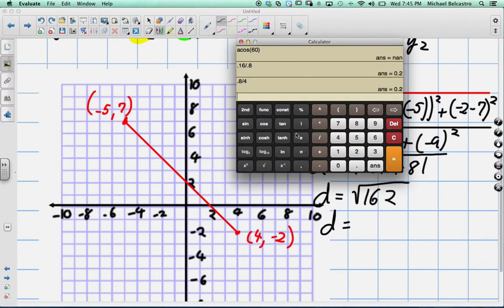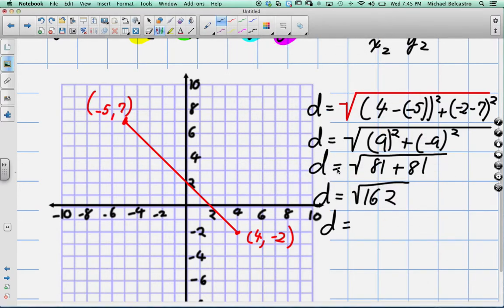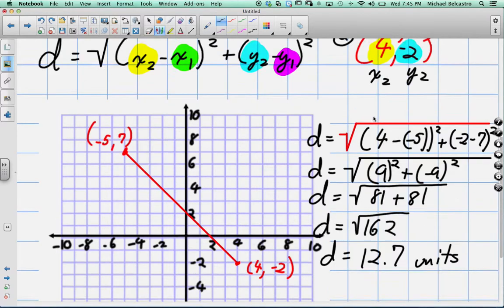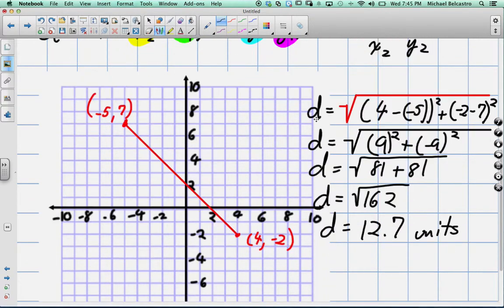Trying out my new calculator again. Let's see if it works. Oh, yes, it does. 162. Square root of that is 12.7, we would say. Okay, so it's 12.7 approximately. And they didn't give us any units, so we would just say units because it's on a graph. So 12.7 units is the distance here. Great. There's a formula with a lot of little ways to make mistakes. But at this point, we've learned something else.